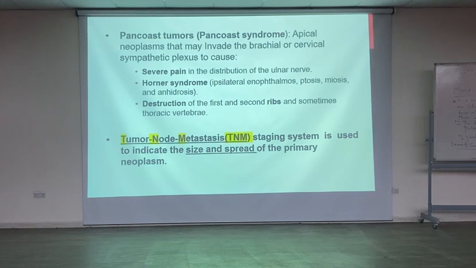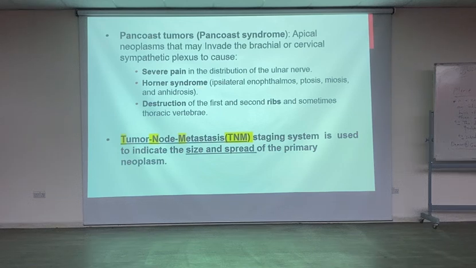So the Pancoast syndrome is characterized by the presence of severe pain, especially in the distribution of the ulnar nerve. You all know the distribution of the ulnar nerve. And also it may cause Horner syndrome. Does anyone know what Horner syndrome is?